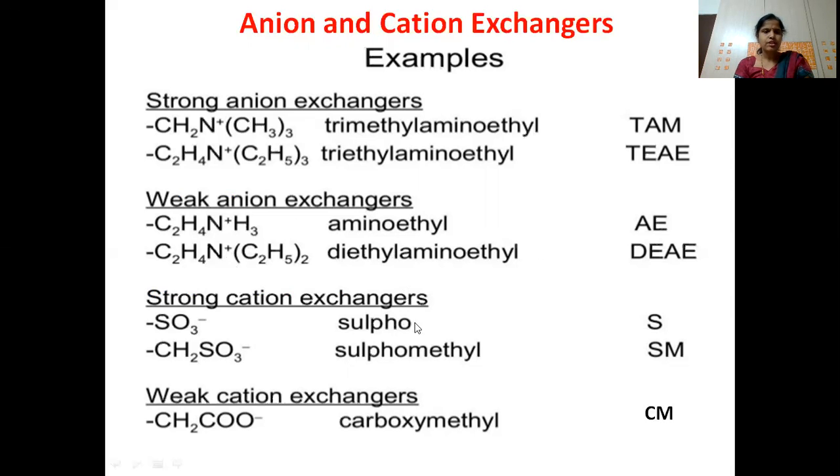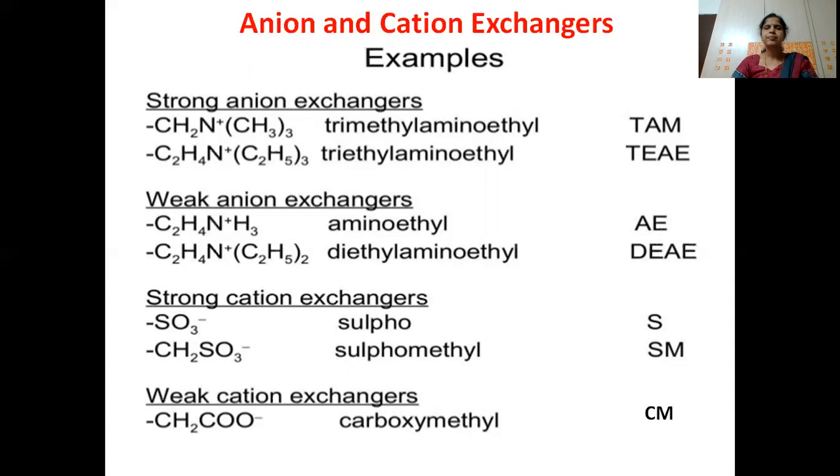Then strong cation exchangers, as we have seen, have sulfonic groups attached to the resin, which act as strong cationic exchangers. So we have sulfonic groups, then sulfomethyl groups, short form SM. Then we have weak cationic exchangers, carboxymethyl groups. So when carboxylic groups are attached to the resin, they act as weak cation exchangers. These are the examples you have to learn, because this is a very important topic.